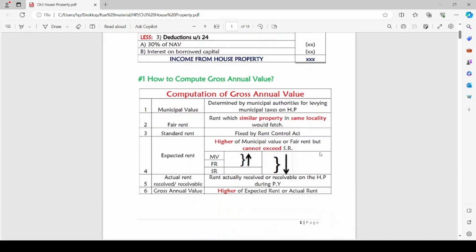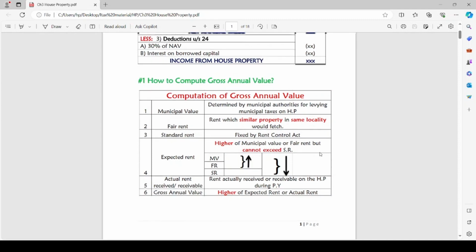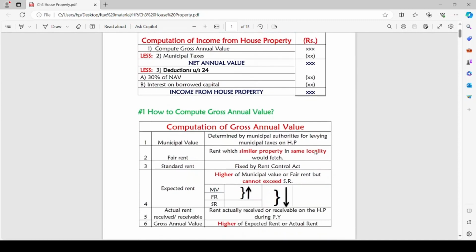First step is how to compute gross annual value. For the computation of gross annual value, first let us revise a few important terminologies. The first one is municipal value. Municipal value of any house property is determined by municipal authorities for the purpose of levying municipal taxes, and these municipal taxes will be deducted from gross annual value of the house property to arrive at net annual value.